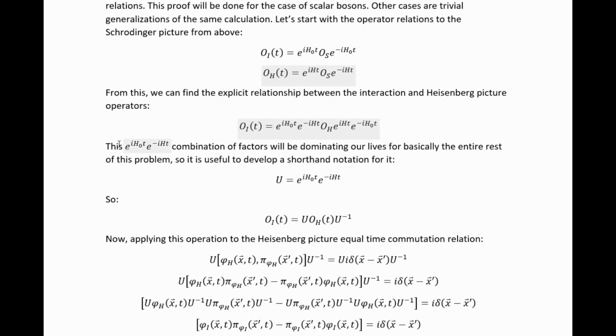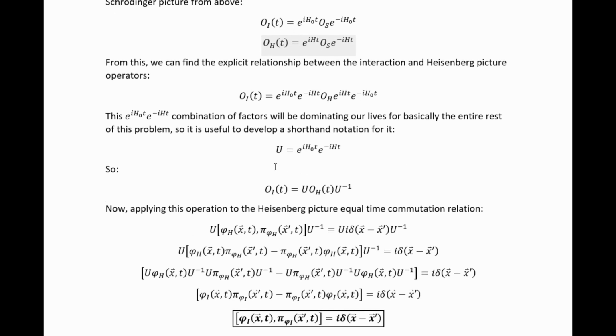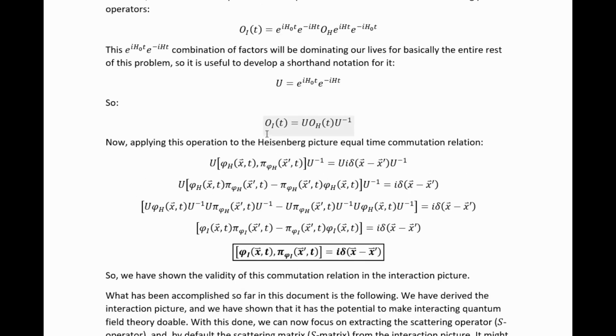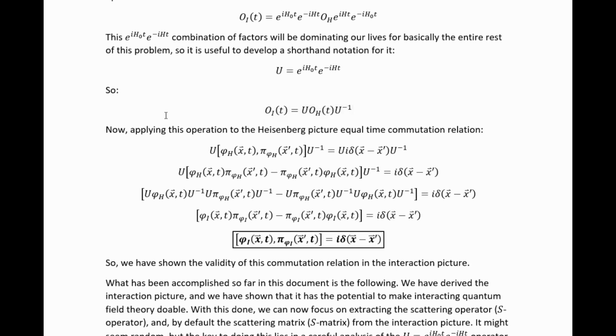From this, we can develop a relationship between the interaction picture operators and the Heisenberg picture operators. This operator here that we get that converts those two will be dominating our lives for basically the entire rest of the problem, because it's ultimately where the S operator is going to come from, and therefore the foundation of the S matrix. So it's useful to develop a shorthand notation for it. We'll call this operator U. Therefore, this relation between the interaction picture operators and the Heisenberg picture operators looks like this.